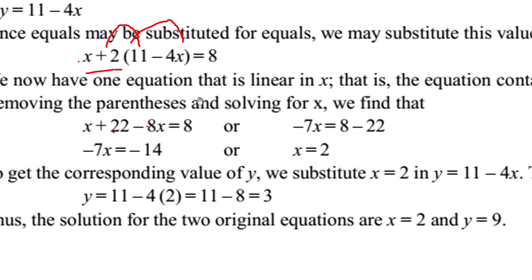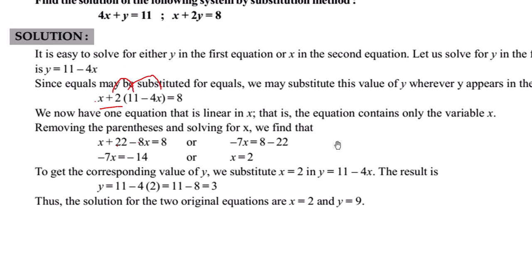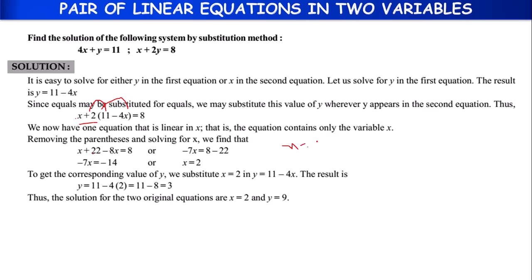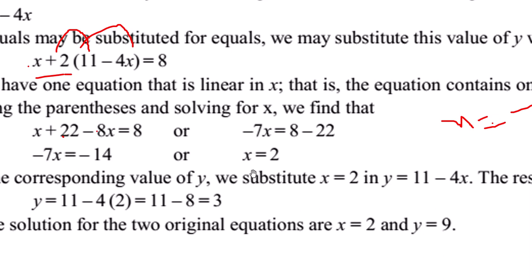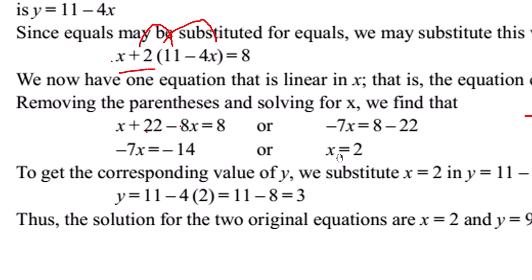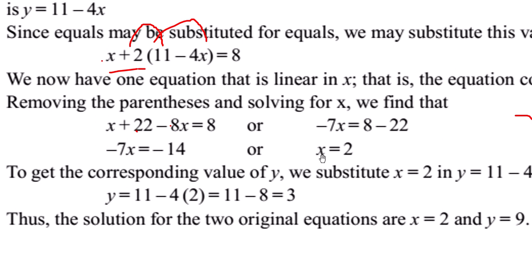Here x minus 8x is equal to minus 7x. This 22 will go that side: minus 7x equals 8 minus 22, which is minus 14. So x equals minus 14 by minus 7. Minus minus gets cancelled, 7 times 2 is 14. So x equals 2. We have got the value of x by the substitution method.